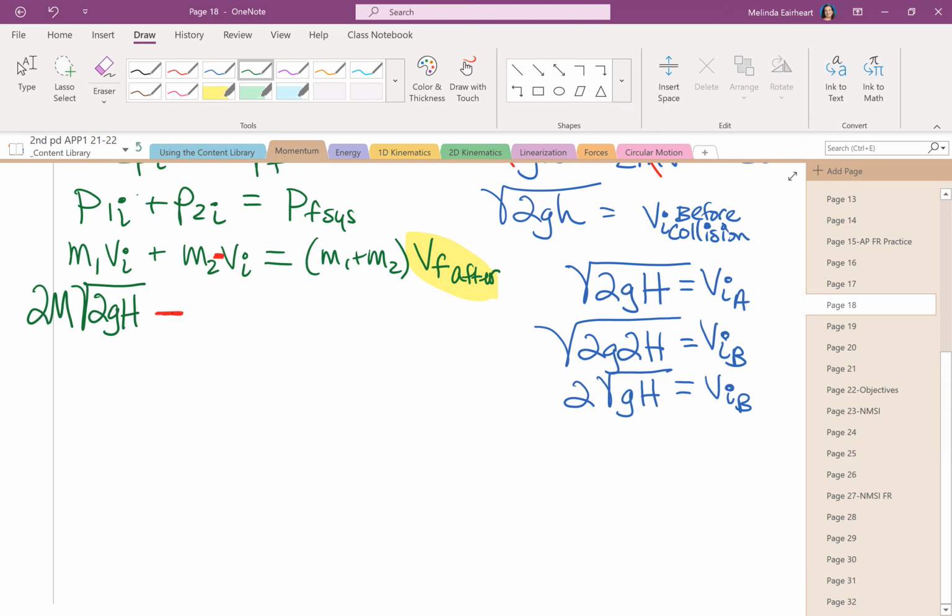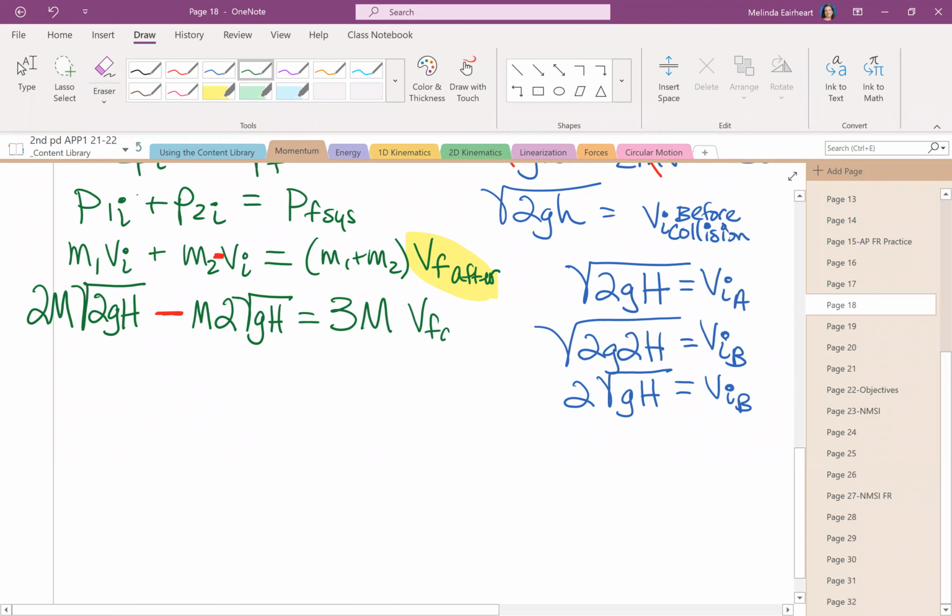M2 is just m, and its initial speed, since we've already taken into account the sign, is 2 times the square root of gh. Or if you wanted that square root of 4gh is fine. Equals the system mass, which is 3m, and there's that final velocity after the collision that we're trying to solve for. Just going to keep that one highlighted.